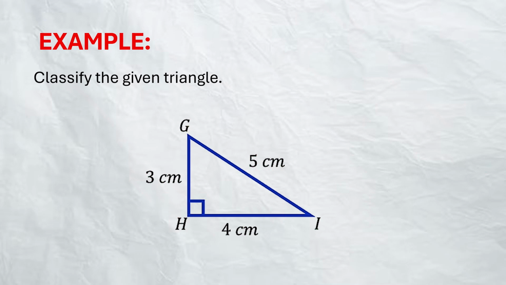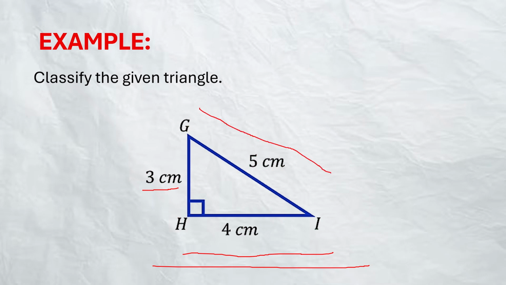So given here a figure, the side GH has a measurement of 3 cm, side HI is 4 cm, and side GI or line segment GI is 5 cm. We can observe that all the sides of the triangle are not equal in length. So this means that triangle GHI is a scalene triangle.